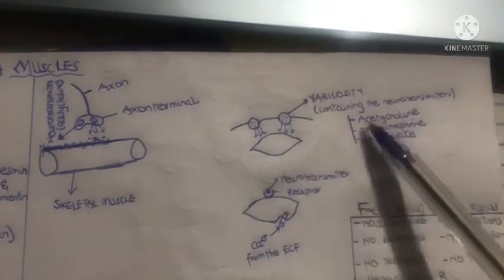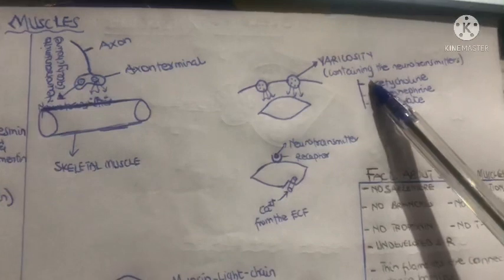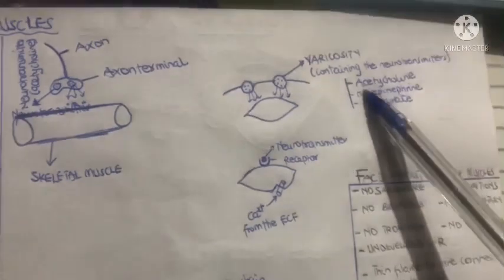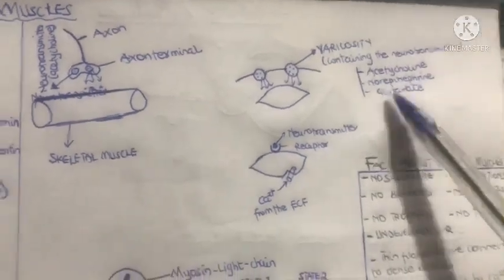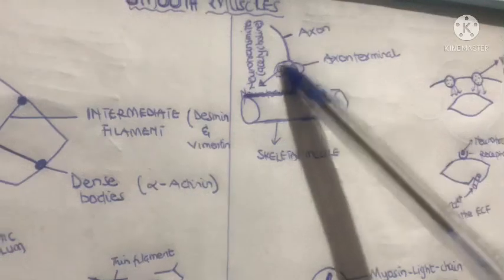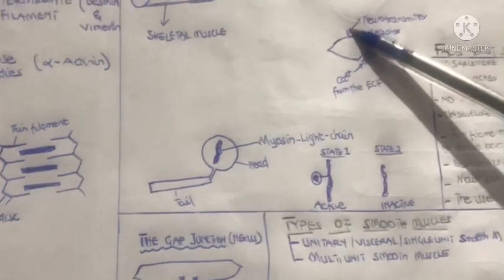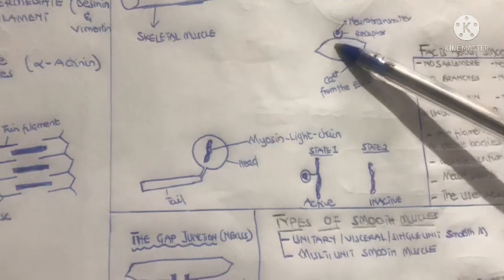These smooth muscles can be innervated by neurotransmitters such as acetylcholine, norepinephrine, and glutamate. But when you take the skeletal muscles, the neurotransmitter that stimulates them is only acetylcholine. In the smooth muscles, we have acetylcholine, norepinephrine, and glutamate. These neurotransmitters bind to the receptors on the smooth muscles and initiate an action potential, depolarization will occur, which will lead to contraction.